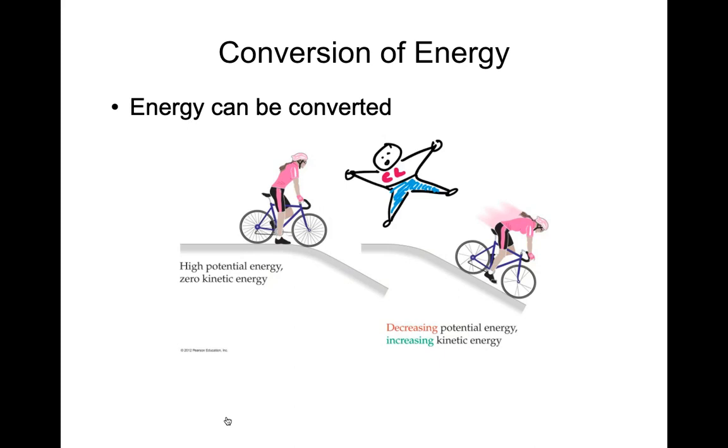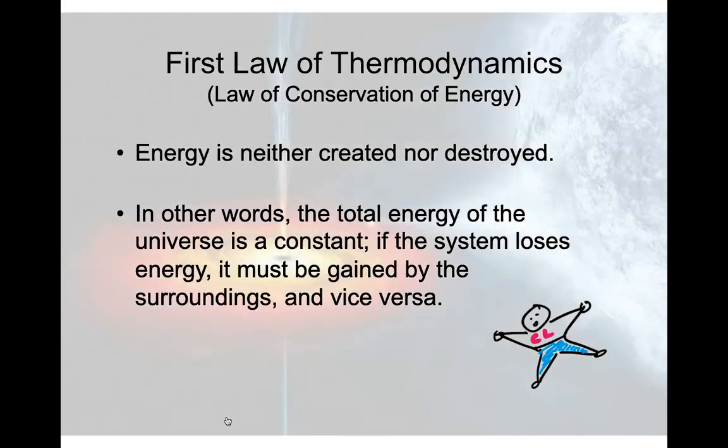We probably remember from physics that energy can be converted from one form to another. And in this simple case, the potential energy at the top of the hill can be converted to other forms of energy at the bottom of the hill, such as kinetic energy. One of the overriding principles that applies is the first law of thermodynamics. The first law of thermodynamics is a fancy way of expressing the law of conservation of energy, and that is that energy is neither created nor destroyed.